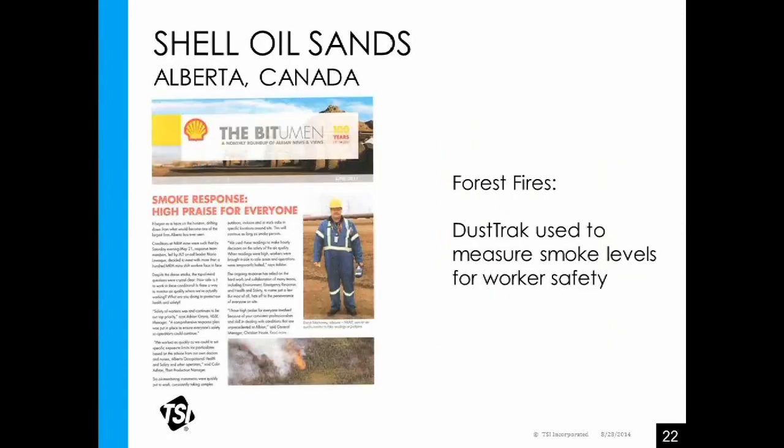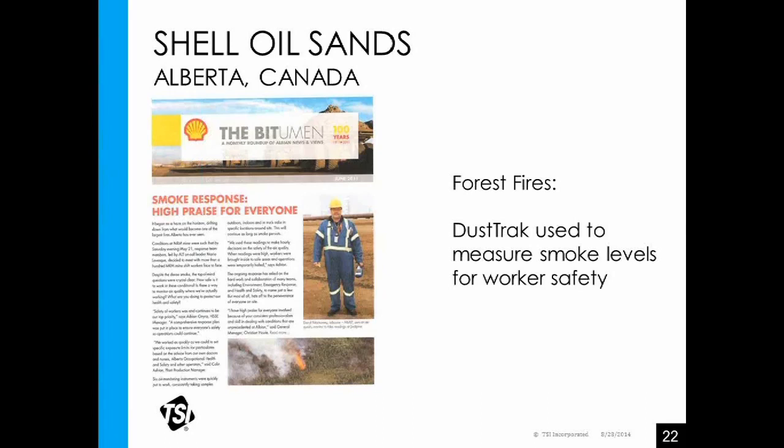Shell Oil Company in Canada had several DustTraks, and they had an issue several years ago where the oil sands were being mined. This is on the oil sand fields. There was a forest fire a ways off. It wasn't on their property. They were concerned for their worker health based on the smoke in the air from the forest fires. So they used the DustTraks as a real-time measurement to make an hourly decision. They made decisions every hour based on the particulate level in the air about when they needed to move workers into safety away from the smoke.